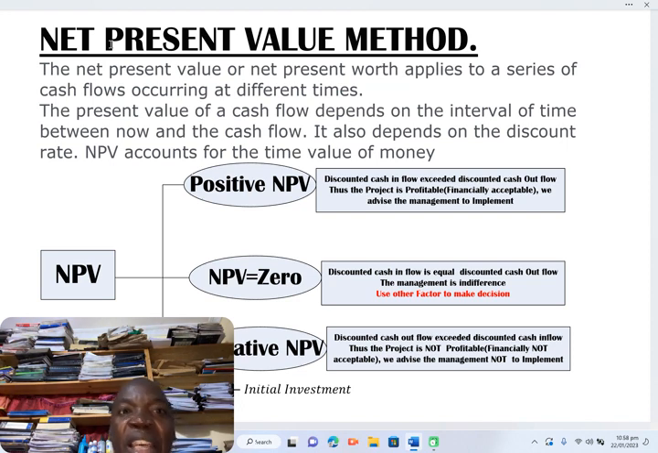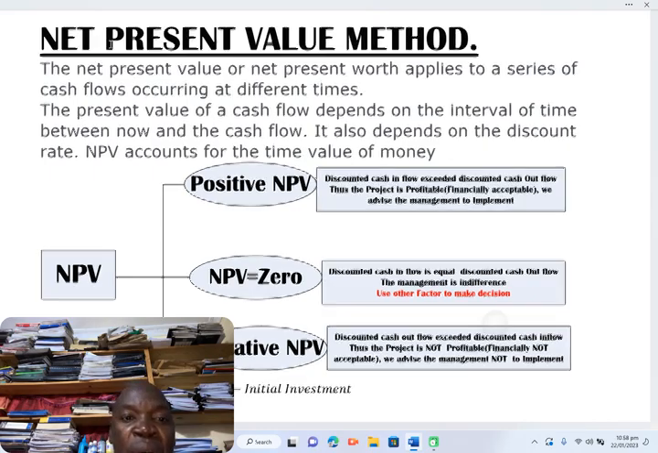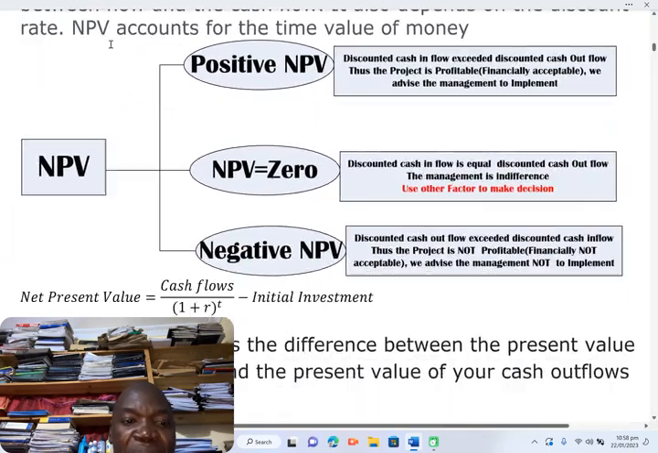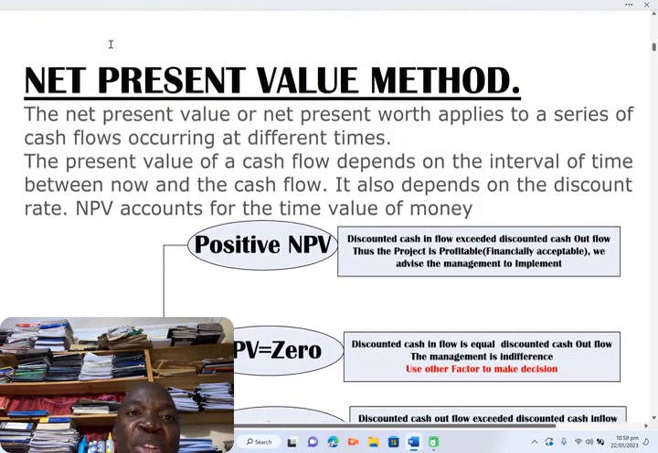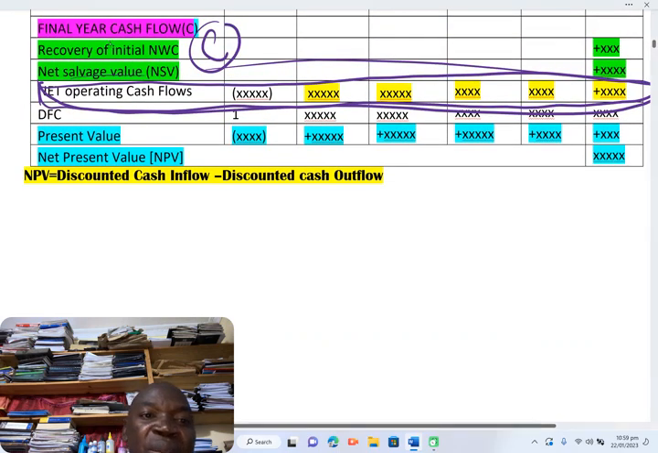In actual sense, the net present value or net worth applies to a series of cash flows occurring at different times. The present value of a cash flow depends on the interval of time between now and the cash flow. It also depends on the discounting rate. NPV accounts for the time value of money. So, the NPV is a difference between discounted cash inflow and discounted cash outflow.